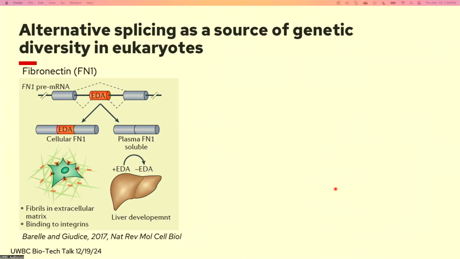Alternative splicing is a source of genetic diversity in eukaryotes. For example, the first gene where this was really described is fibronectin, which has an extra domain exon A, this EDA domain, that governs its solubility depending on which cell type the gene is expressed in. If it's expressed in the liver, it is plasma soluble and is involved in clotting.